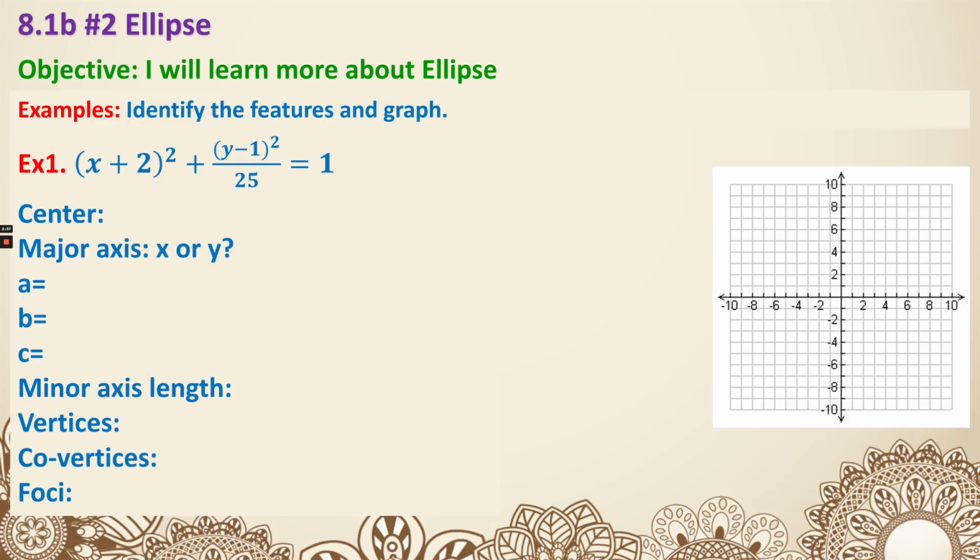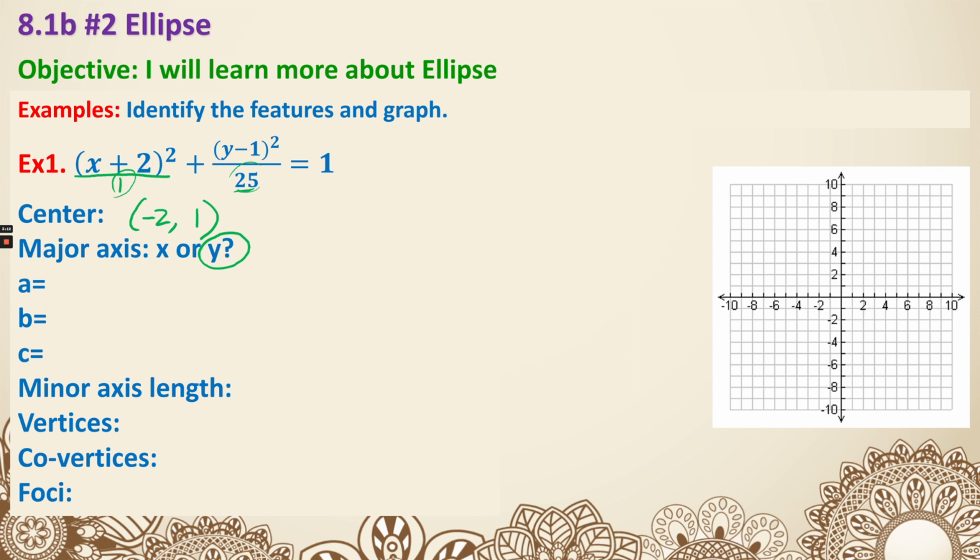Example 1. Identify the features and a graph. First, you do need to understand this one does have an over 1, and in this case, I can identify the center. Remember, it's always going to be the opposite numbers of what's given inside the parentheses. So the center is actually going to be a negative 2, comma positive 1. Major axis, that's where we need to look at the squares in the denominator. Whichever one is bigger, that variable will be the major axis. In this case, the major axis will be y because 25 is clearly bigger than 1.